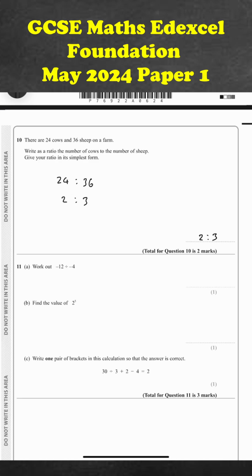Question 11. Work out minus 12 divided by minus 4. This is just going to be the same as 12 divided by 4, as you can just cancel the minus signs on both sides. So that's just going to be 3.